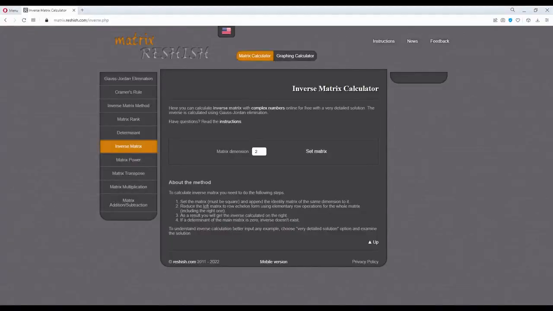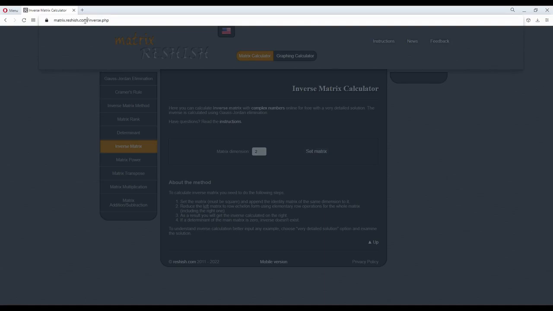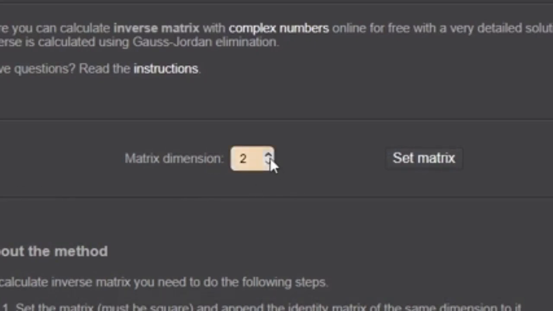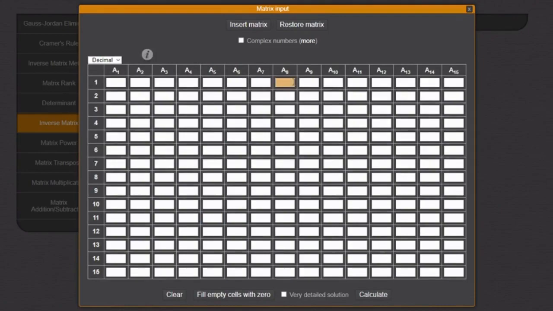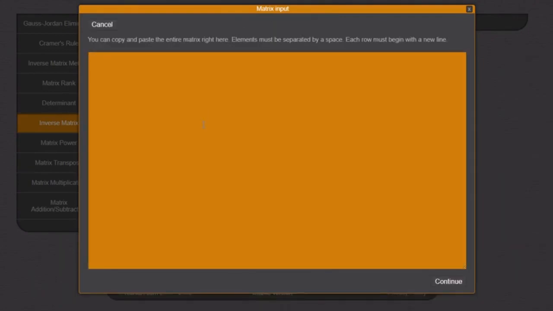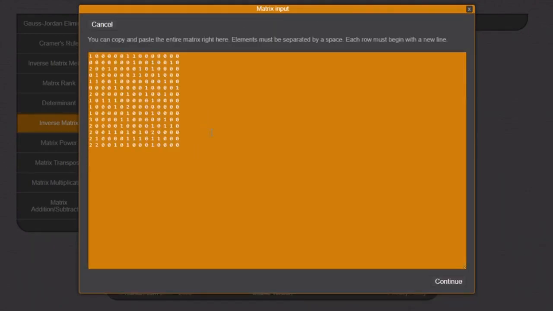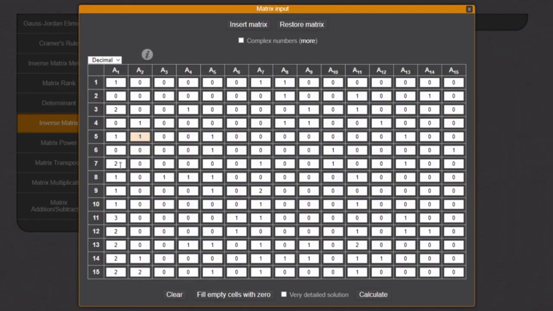Alright, so here we have the inverse matrix calculator on whatever website this is. You can see my struggles. Anyway, let's crank this up to 15 here. Looking pretty good. I've got all the numbers copied, and here we have our matrix, and now we just gotta find the inverse.